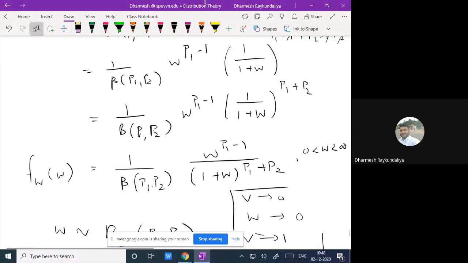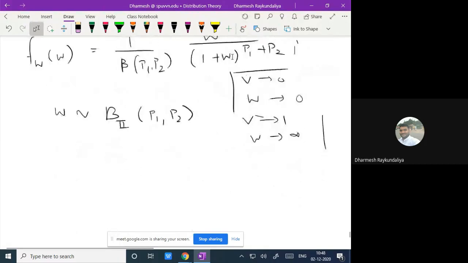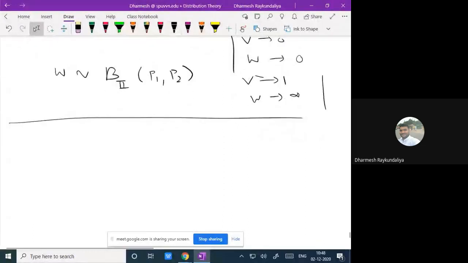So based on the transformation of variable technique, you just have to calculate the Jacobian. If you know the Jacobian and you write y equal to g inverse of u, or if you have two variables, make some changes and write x1 in the form of u and v, x2 in the form of v, then just replace the variables and use the Jacobian, and you can easily obtain the distribution of the transformed variable. Any questions up to this? Anyone?